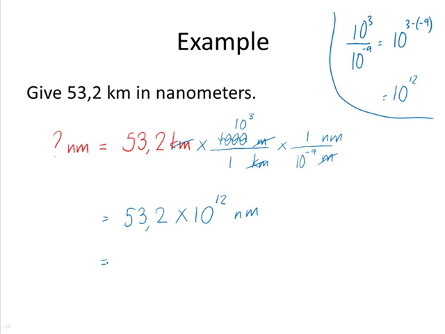If we want to write this in scientific notation, we only want to have one significant figure before the decimal comma, and so we need to multiply by 10 to the power 13 rather than 10 to the power 12. So the answer is 5,32 times 10 to the power 13. Of course, you could have just done this all on your calculator, and then perhaps it would have been even easier to find this answer.